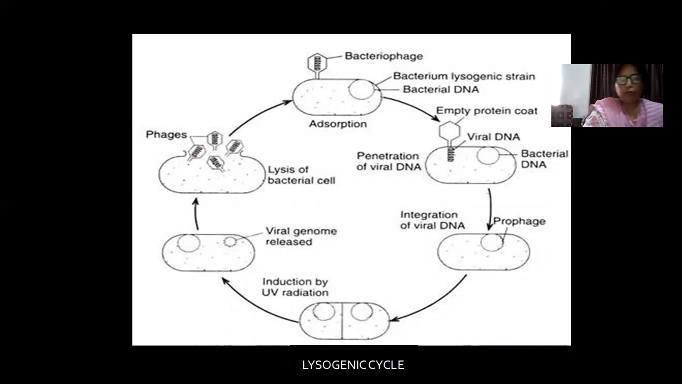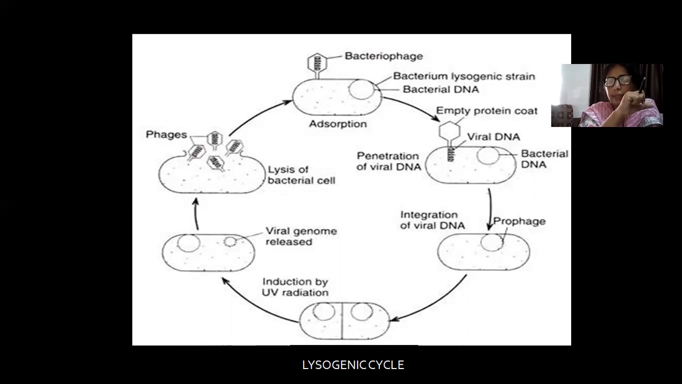First of all, in the diagram, we see the adsorption. Adsorption of what? Of the bacteriophage over the bacterial cell. In this, the bacterial DNA is present, and that bacterium is known as the lysogenic strain. Second is the penetration of viral DNA.